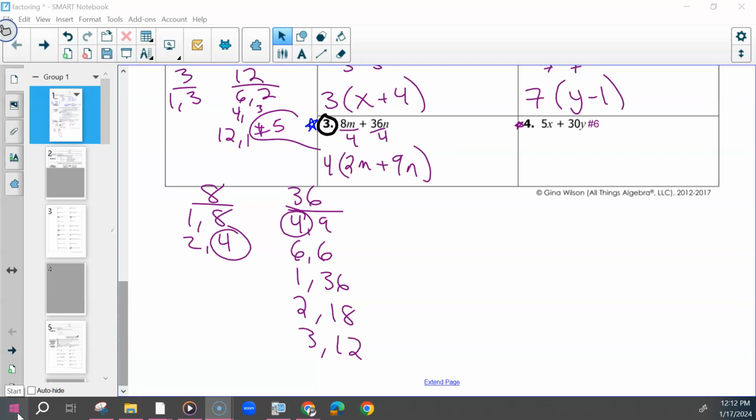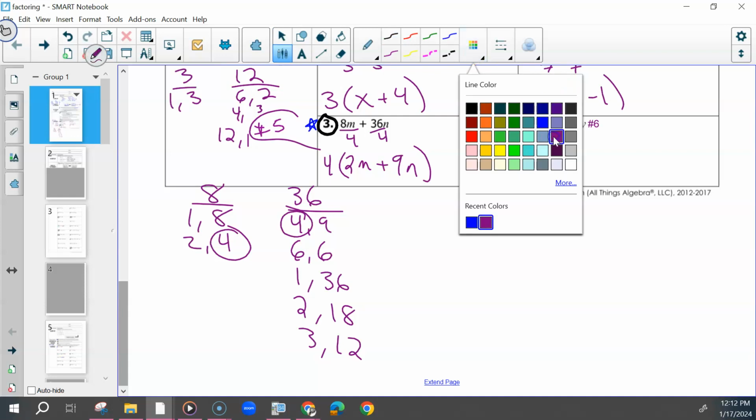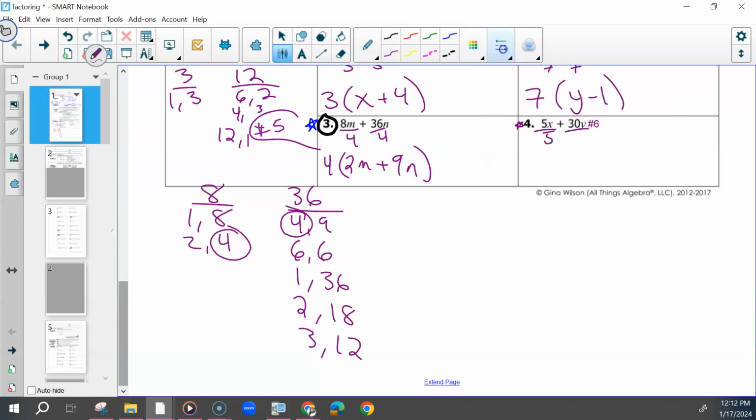Looking at number 4, could you guess what number we could divide both of these by just by looking at it? 5. Now, if you wanted to do this, you could, but 5 is a prime number. So 5 would definitely be part of the GCF. Could we divide out any variables? Do they have the same variable? So, just 5. What would be left when we divide it out? 6. Y for the second part. X plus 6y.